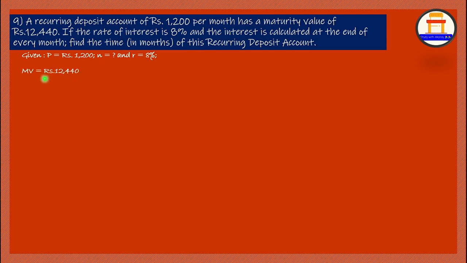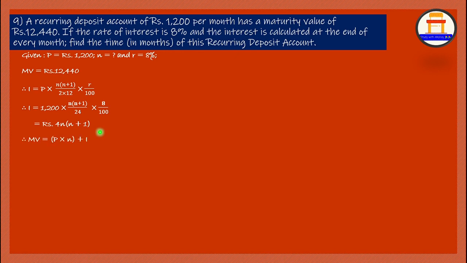Maturity value is given as rupees 12,440. Upon this we have our interest. Simple interest, we can calculate using this formula. Let's substitute the values. Upon substituting, we get it like this. We keep n as n itself and don't include other variables, since it becomes difficult when we include other variables. So we will get interest as rupees 4n of n plus 1. Let's keep it like this only.